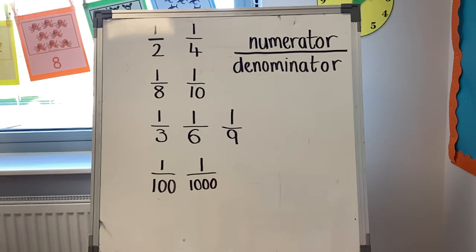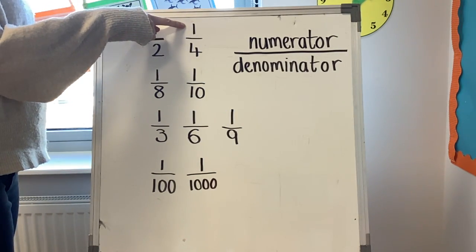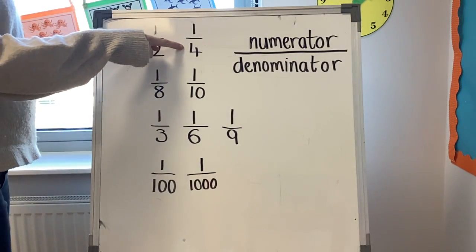When we're talking about fractions, you might hear the words numerator and denominator. The numerator refers to the number on the top of the fraction. The denominator refers to the number at the bottom of the fraction.